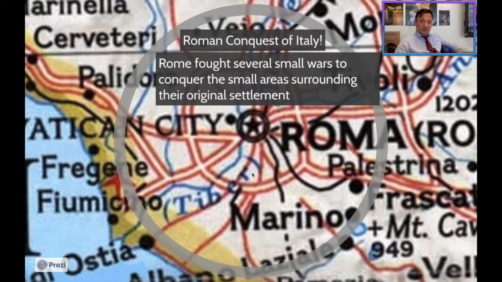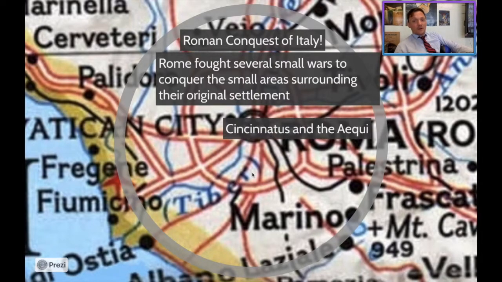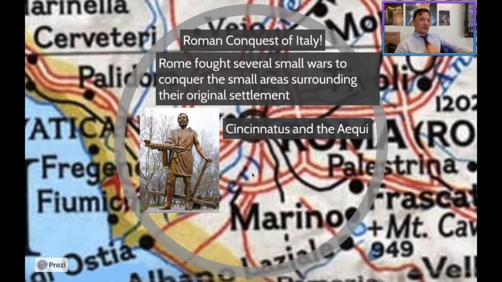And as they conquered these original areas, they're going to get into a distinctly important thing, right? And that's the story of Cincinnatus, right? So basically what happened was, this is another Roman cultural thing, right?